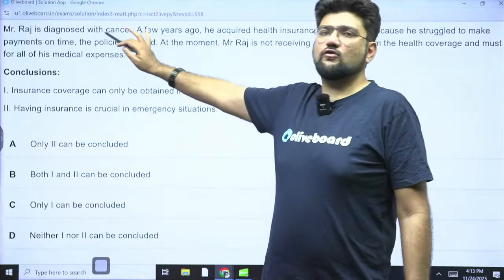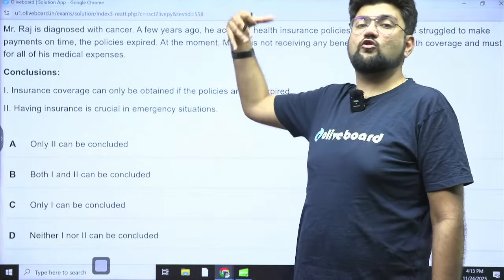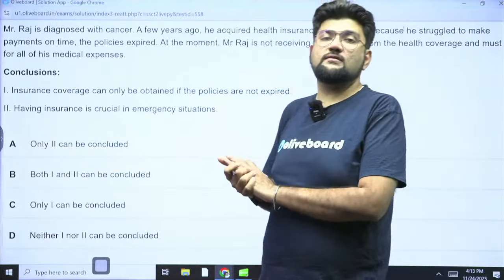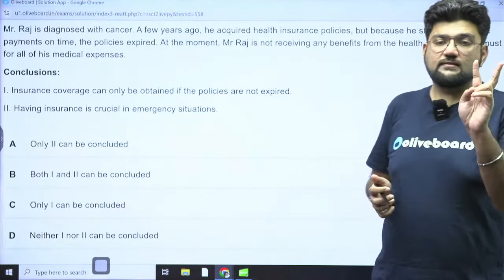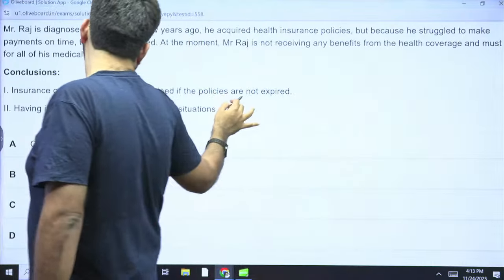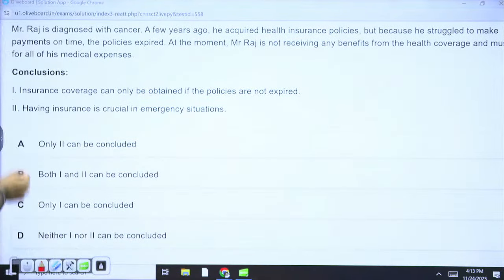Now, why is he telling you this? That he was diagnosed with cancer. A few years ago, he did have a health insurance, but unfortunately, he could not pay on time. So the insurance lapsed and now he has to pay for his treatment. So 2 things now they are trying to focus on. Insurance coverage can only be obtained if the policies are not expired. Absolutely true. I think this is right. There is no going around this.